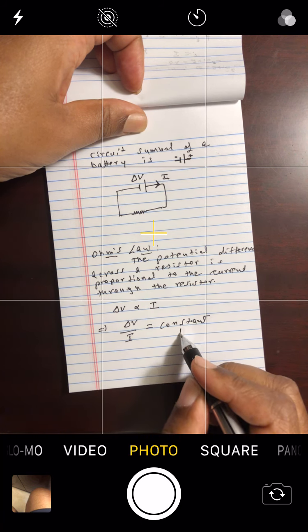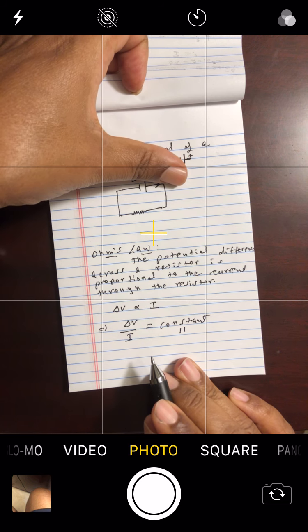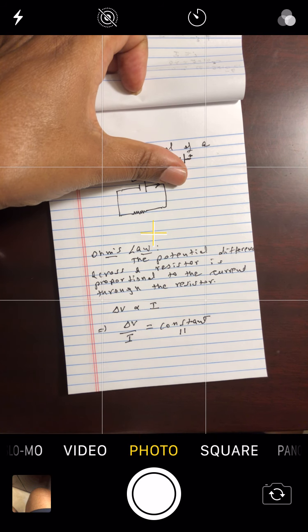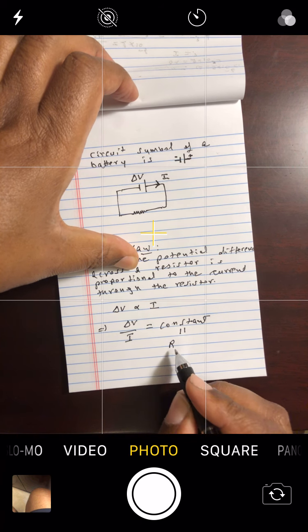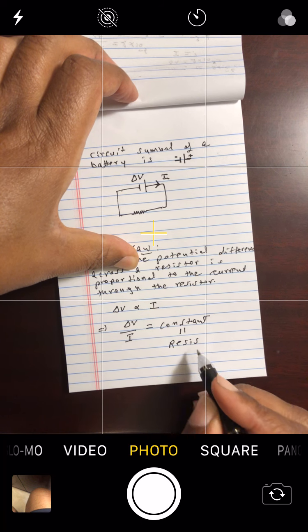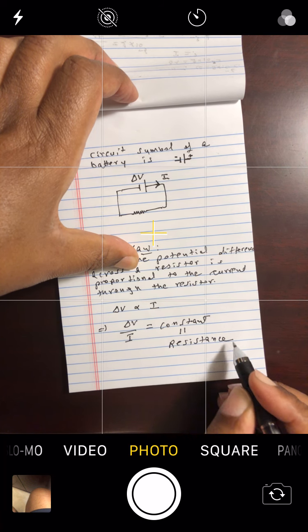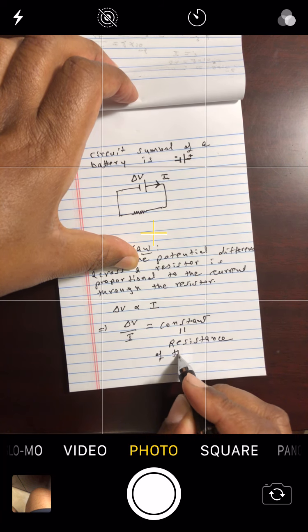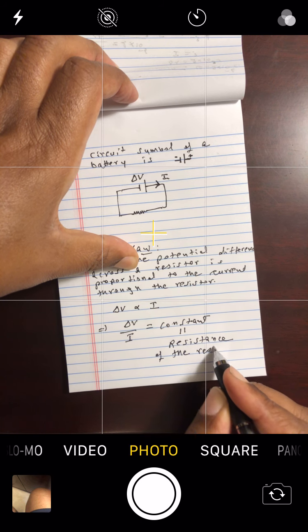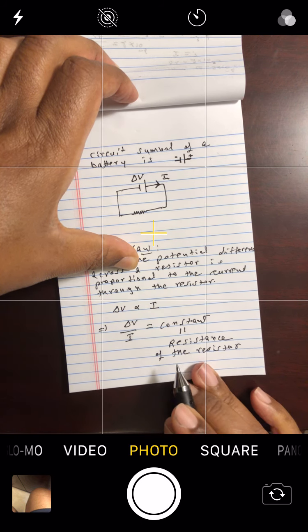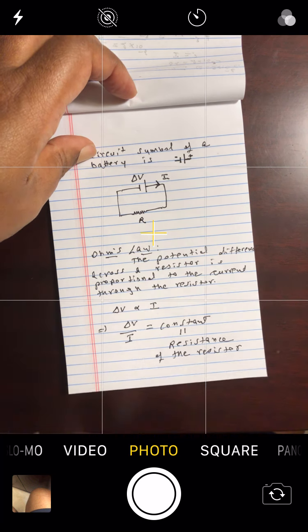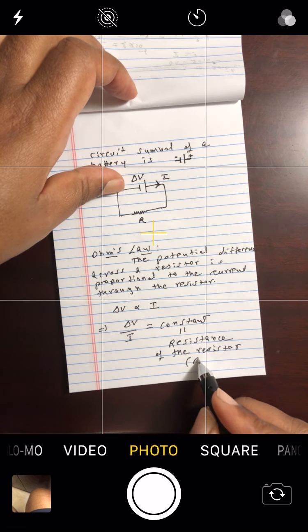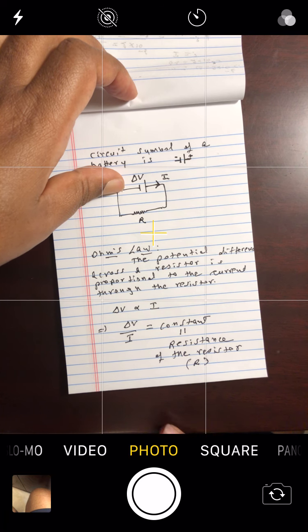Now, this constant is defined to be the resistance of the resistor. It's a property of the resistor. So this ratio is called the resistance of the resistor. So this is a property that identifies the resistor. We're going to use R for this one. It's the resistance of the resistor.